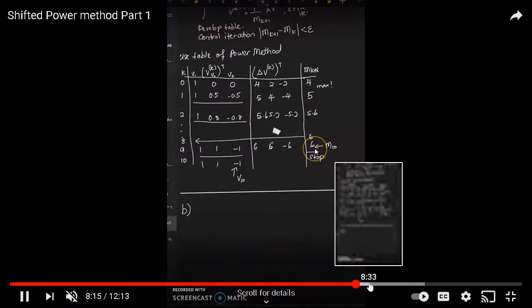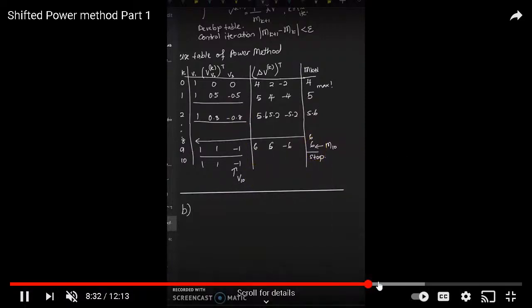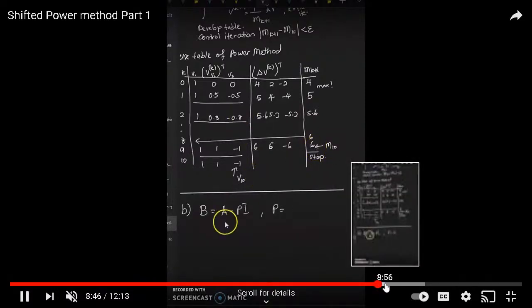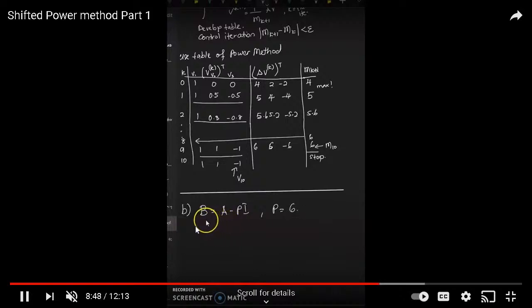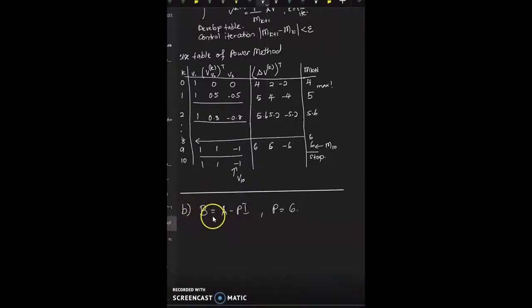The shifted power method changes matrix A to matrix B, where B is equal to A minus P times I. We gave this formula before. What is P? P is the shifted power method factor. What is I? I is the identity. P is actually the dominant eigenvalue for matrix A, which is lambda equal to 6.